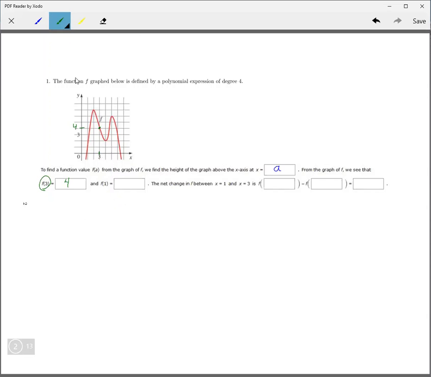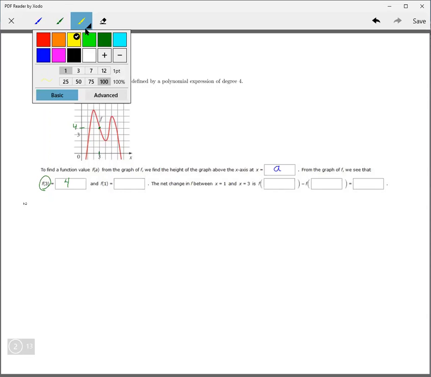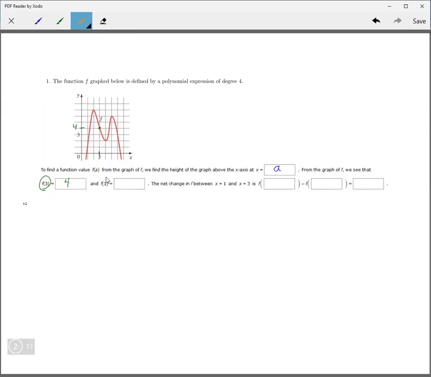F of 1. Okay, so let's look at f of 1. Here we go to 1, and we see that it intersects there, and that's 1.